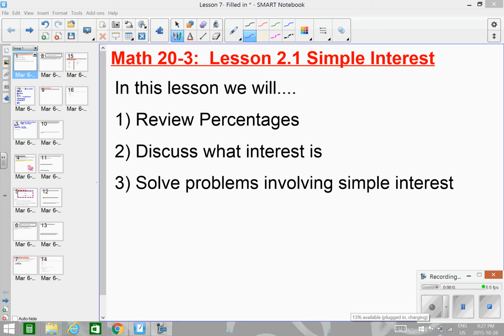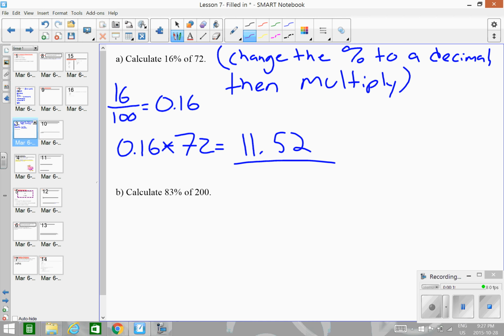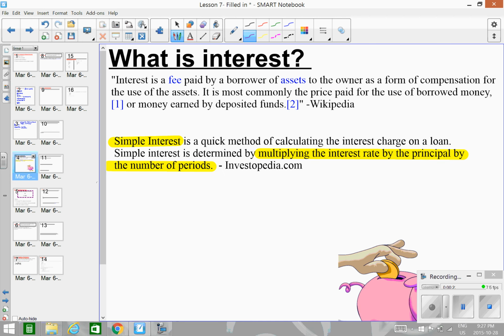Alrighty, so we're going to talk a little bit about interest in this lesson. First thing, we're going to review percents, talk about interest, and then do some problems. The reviewing percents I'm not going to go over because we've done it before, so I'm actually going to skip these slides. If you have questions about them, talk to me in class. So let's just jump straight to what is interest.